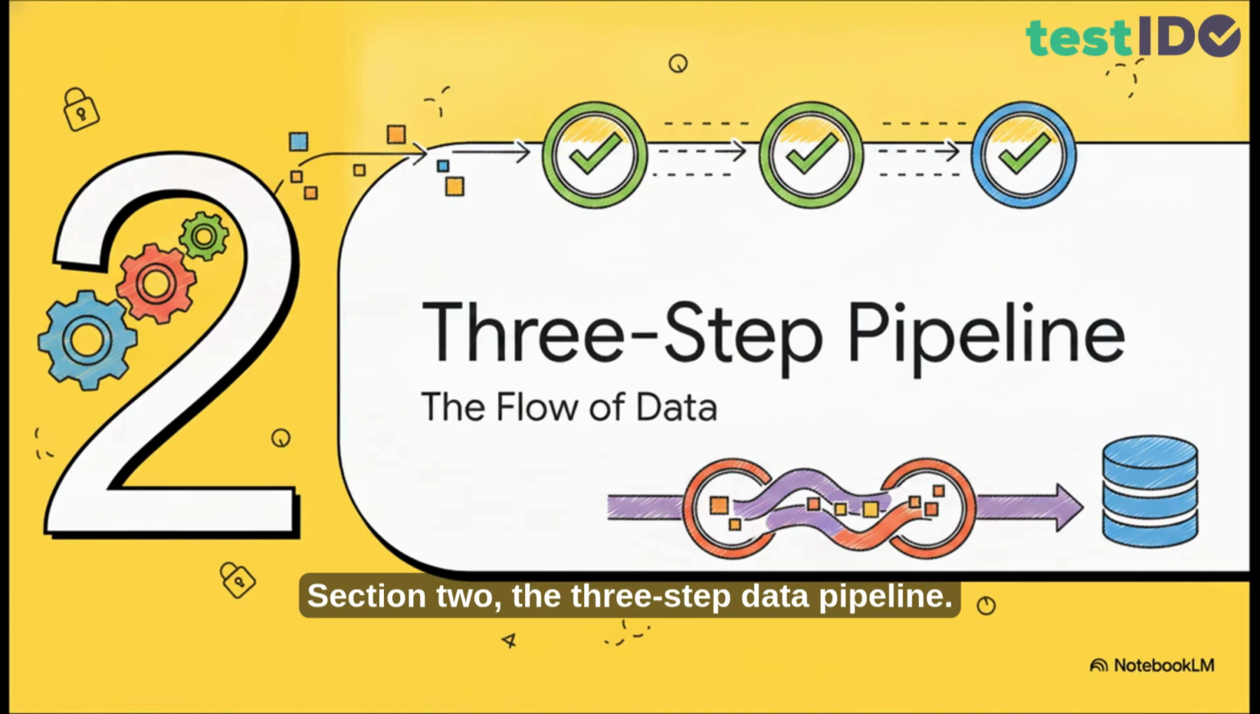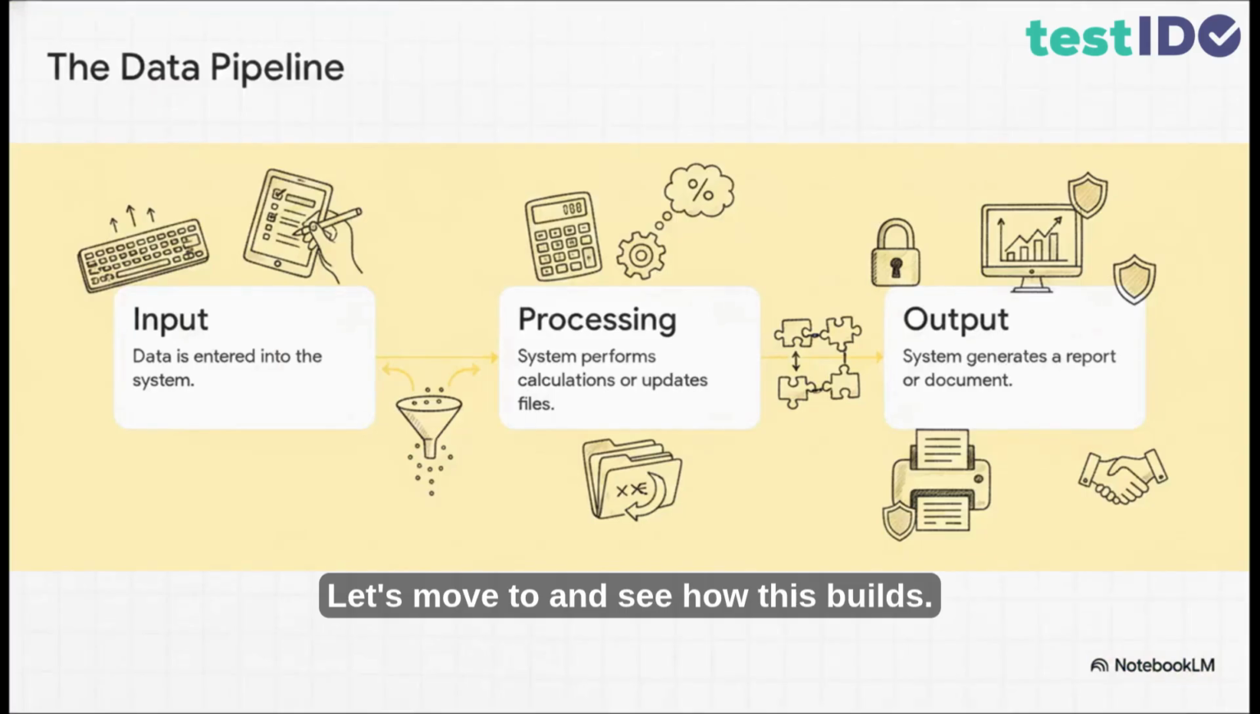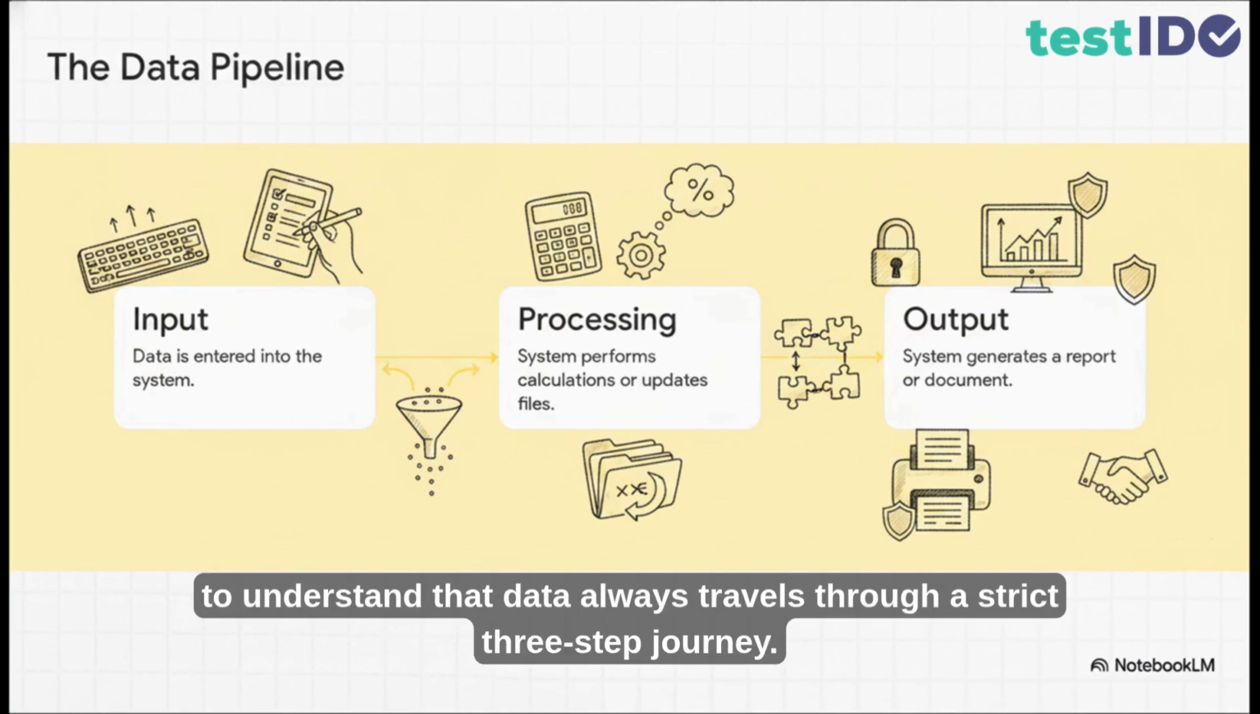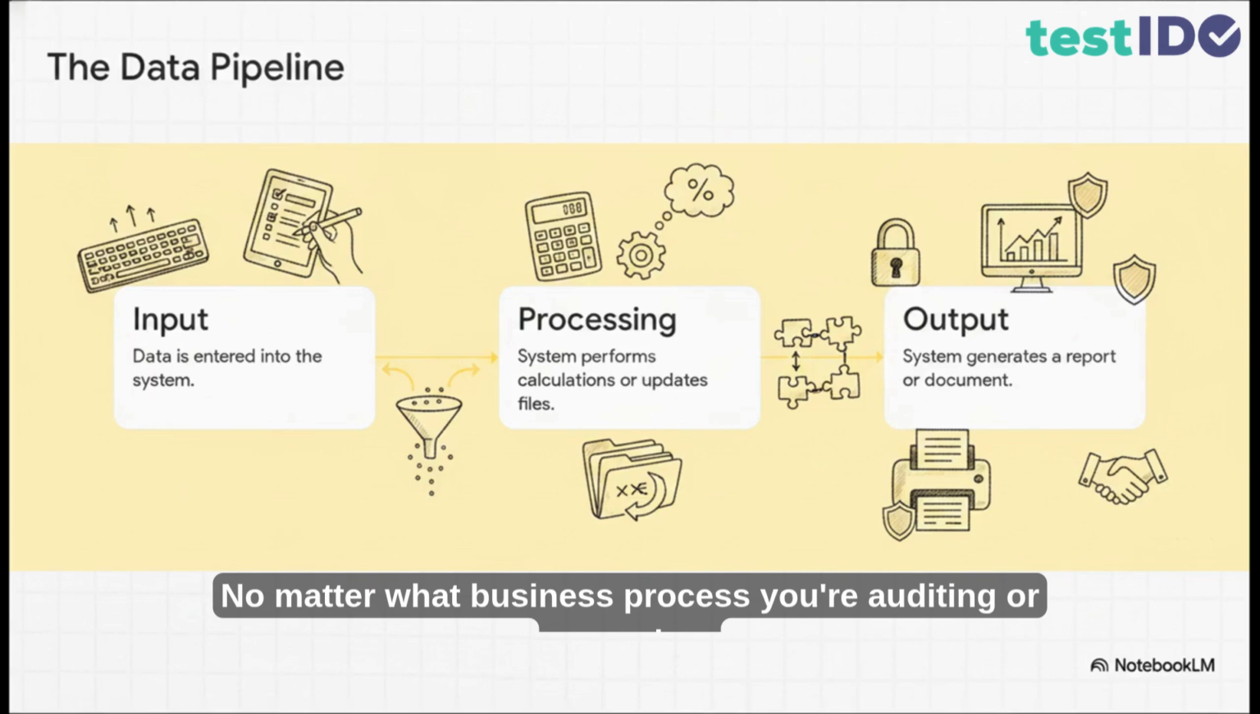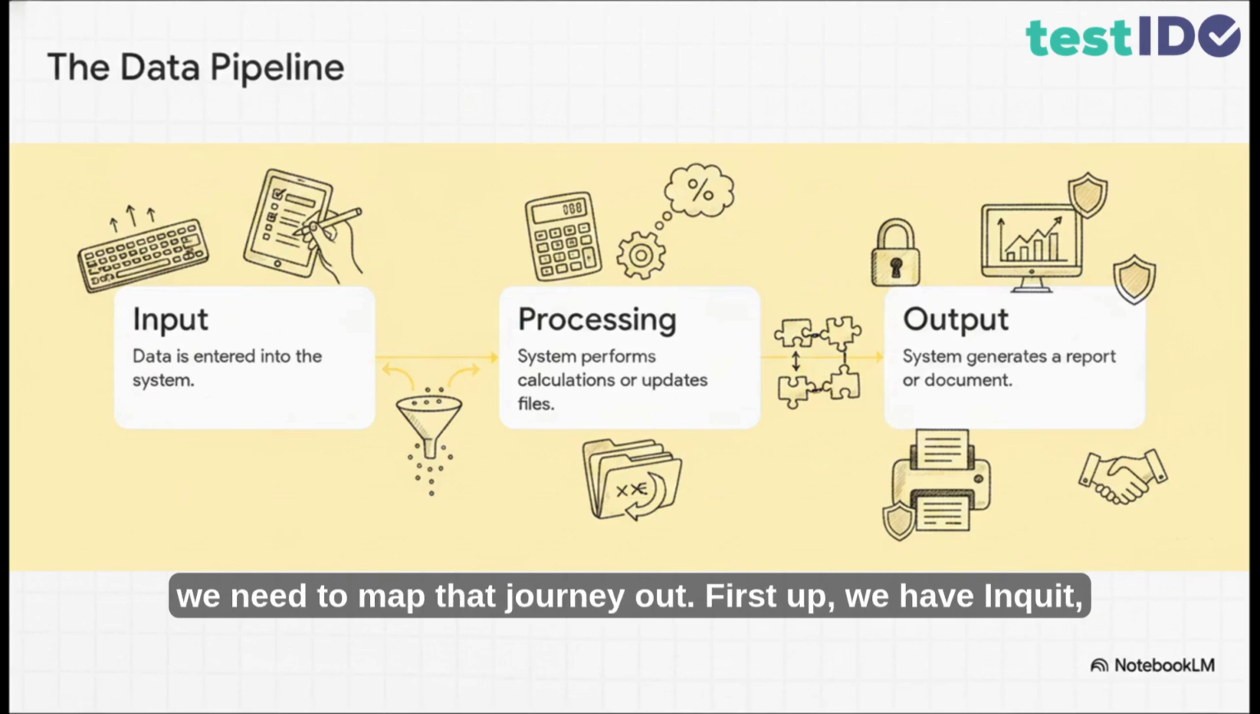Section 2. The three-step data pipeline. Let's move on and see how this builds. On the CMA exam, it is absolutely crucial to understand that data always travels through a strict three-step journey. No matter what business process you're auditing or managing, we need to map that journey out.